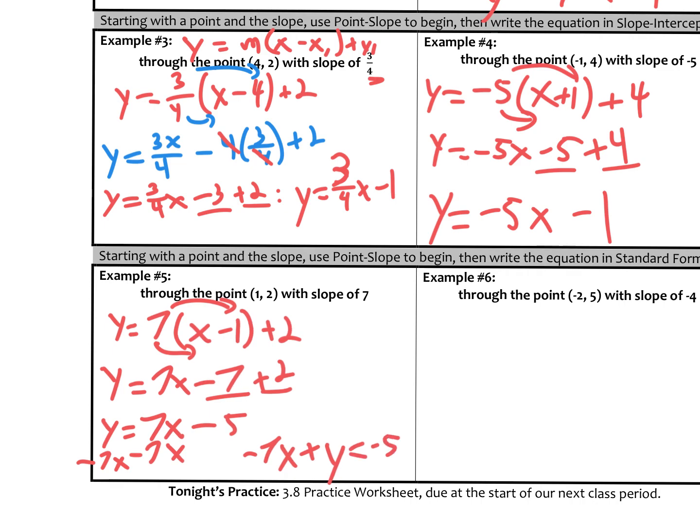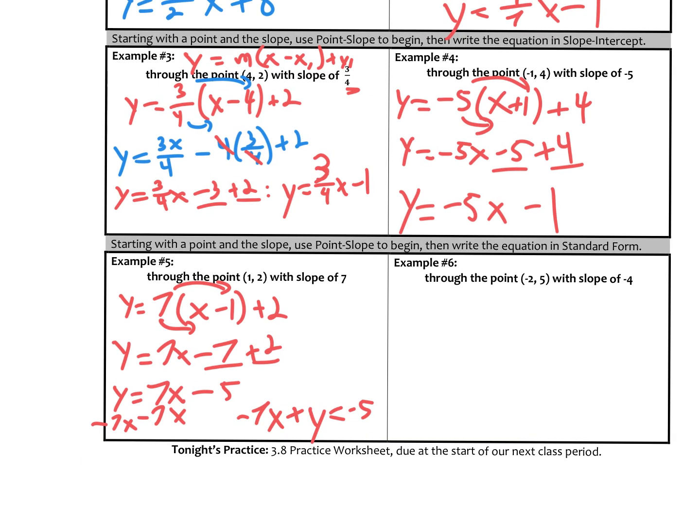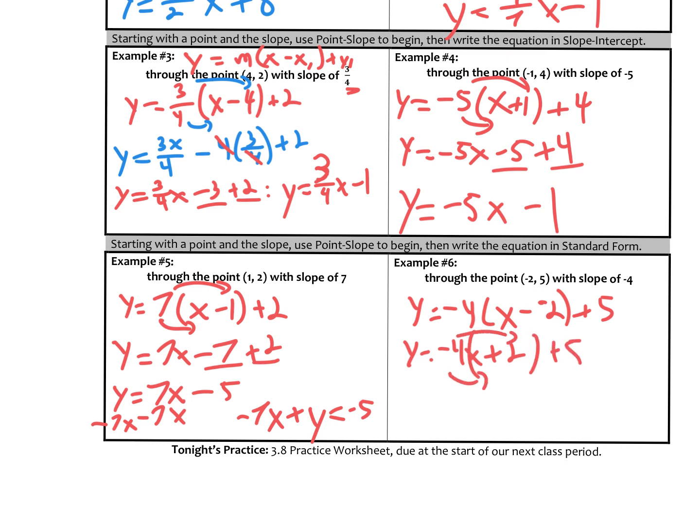A lot of movement on that part. Looking at example 6, the last one, again, using the point slope form first. Taking the slope, that's going to become x minus a negative 2, which hopefully we recognize that changes to plus 2. And then distributing that negative 4.